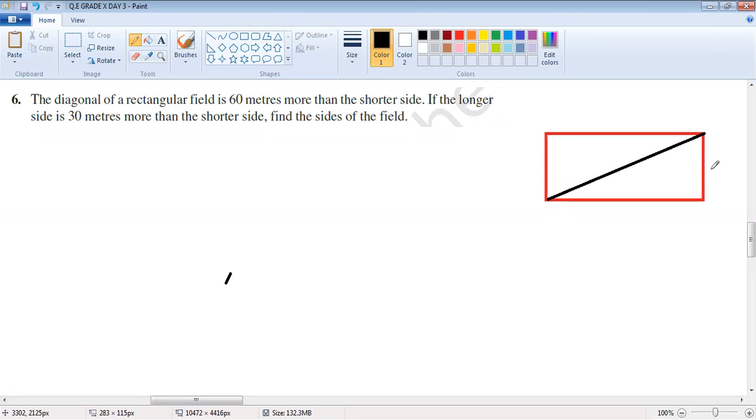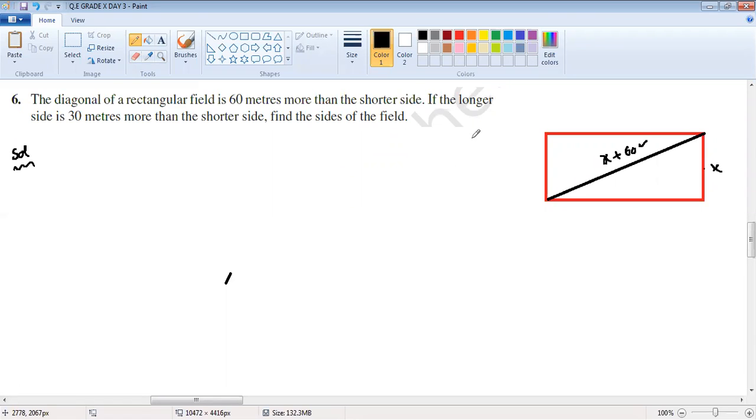So let us take the shortest side as x. Then the diagonal will be x plus 60 or 60 plus x. x plus 60. For x, we are adding 60. It is not 60 plus x. But sir, x plus 60 and 60 plus x, both are the same. Yes, both are the same, but the meaning is different. For x, 60 is added.